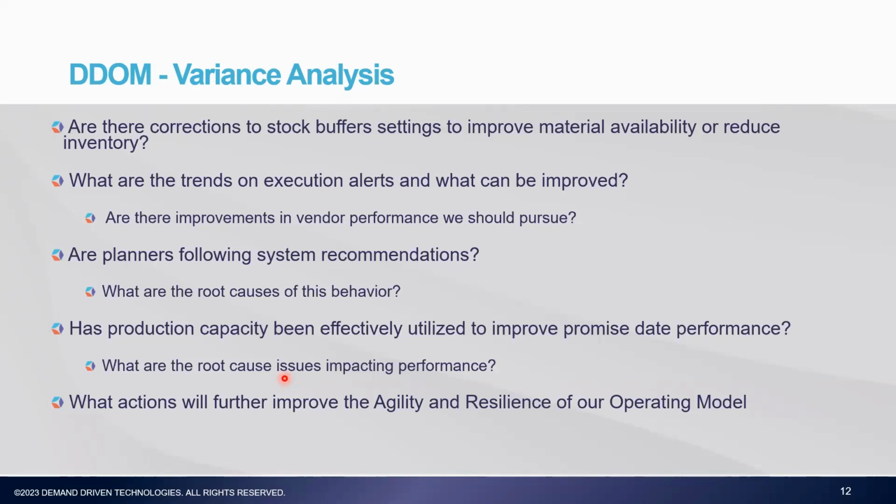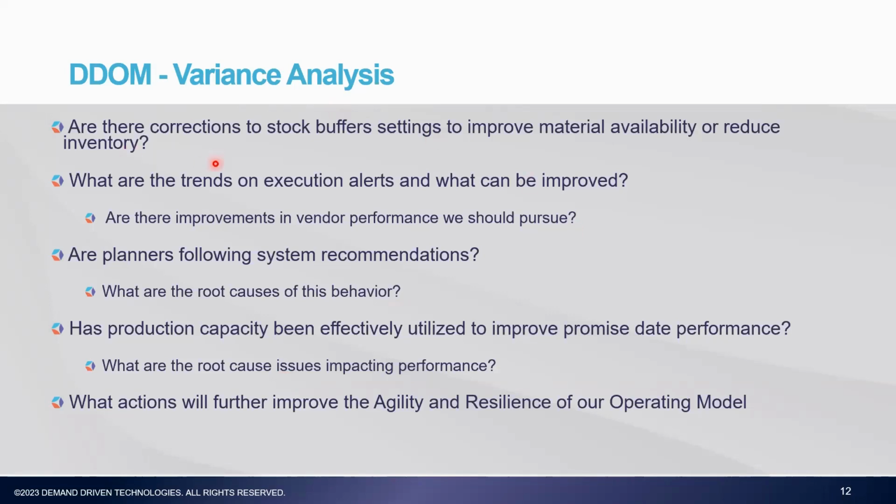Have there been trends in our execution alerts? Where can we improve? What are the lessons? Do we have vendors whose performance hasn't been favorable? Do we have planners who are perhaps buying double to stay out of trouble? Can we see some things about that where perhaps we can make adjustments so that they've got more confidence in the system recommendations? Have we used our production capacity wisely? If not, what are the root cause issues? Let's drill down on those and find out where we can further improve and create that agility and resilience.